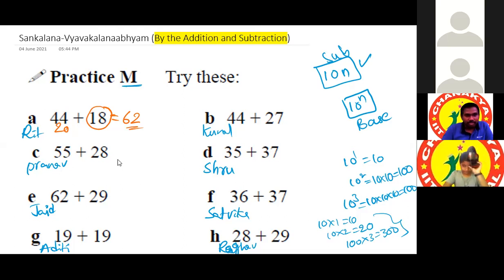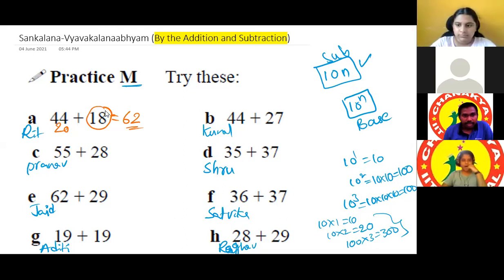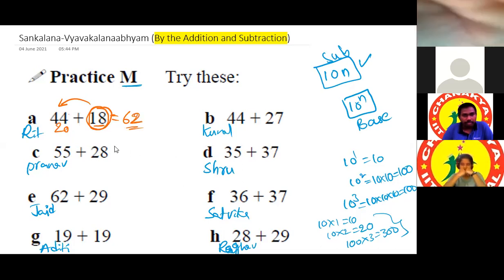Ritvik, over. You can mute now. Again, I'm explaining the same question. Here, instead of adding 18, I'm adding 20 because that is easy. 44 and 20 will be 64. Because we have added 2 extra, I'll reduce that 2. That will be 62. Clear? All of you?